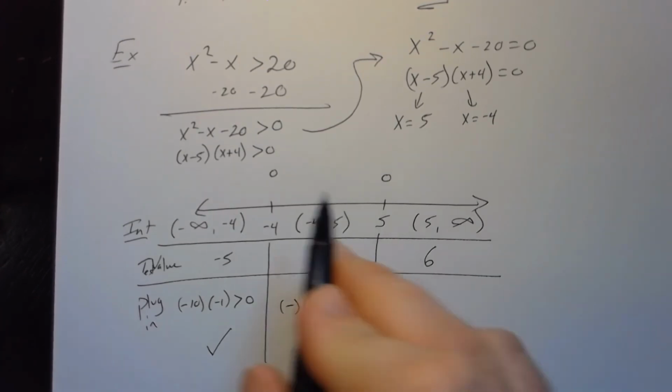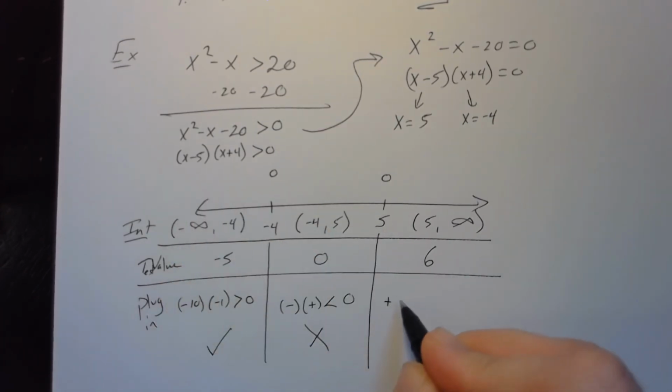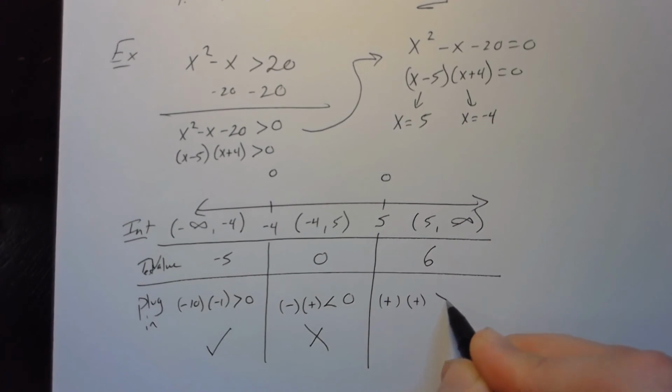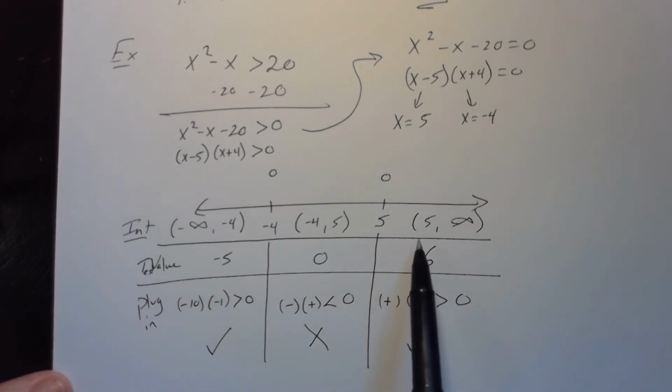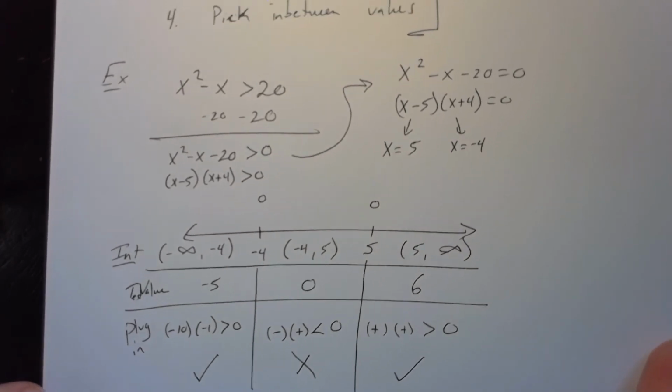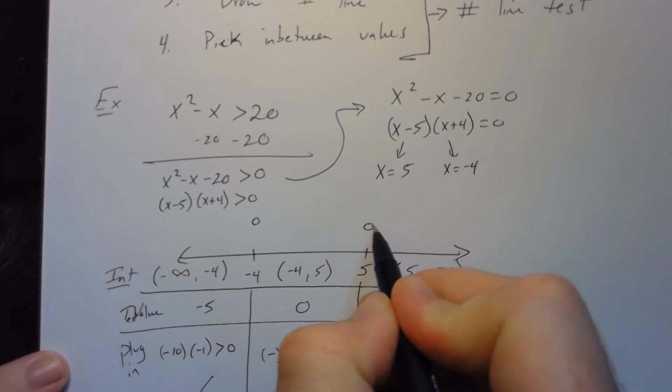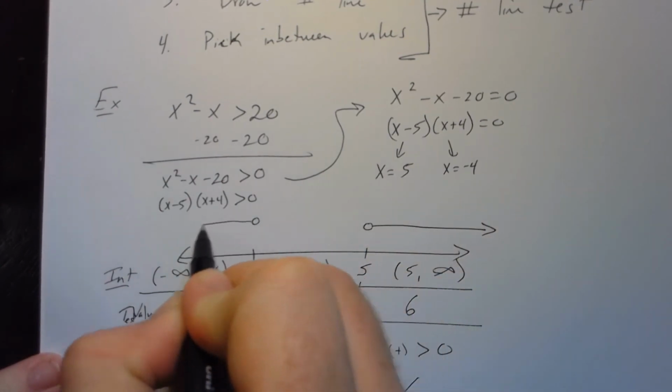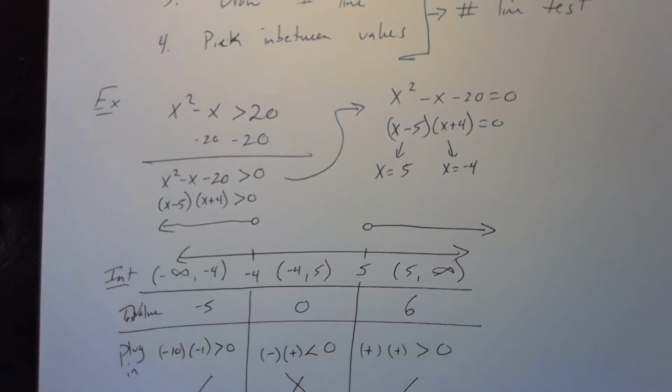When I go ahead and plug in the final value 6, I'm going to get a positive times a positive, and therefore positive times positive is greater than 0, and that section checks out. With this setup, I can now identify clearly what my answers are. In most cases, when solving these polynomial inequalities, the question will ask you to graph the solution on a number line. In that case, wherever I have a check mark, I'm just simply going to draw myself an arrow or a line in that section.